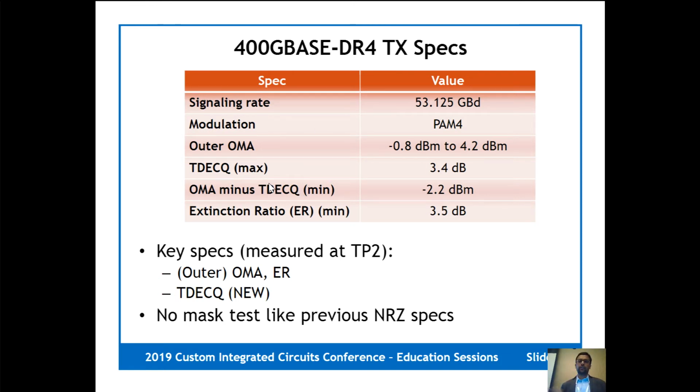You have to try to meet a mask without any post-processing of the TX output. So I'll talk about what kind of post-processing and reference receiver needs to be applied to the TX output in order to extract these parameters later.